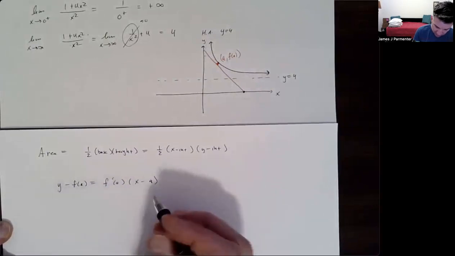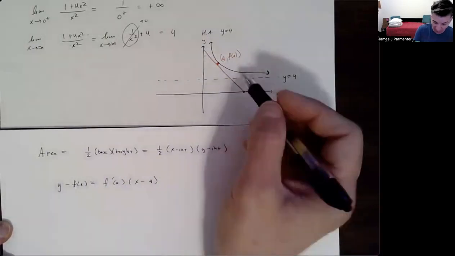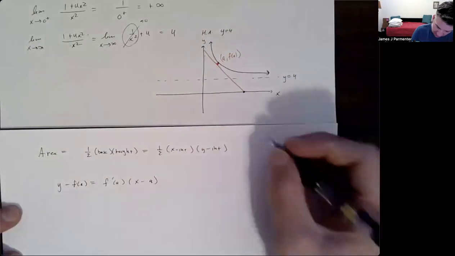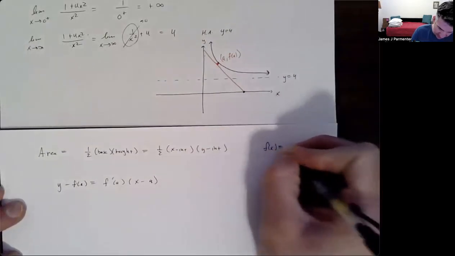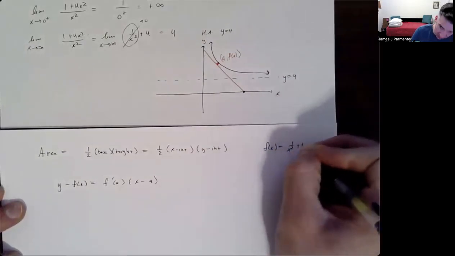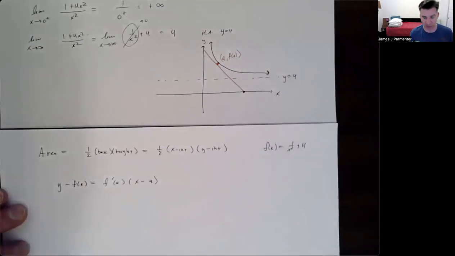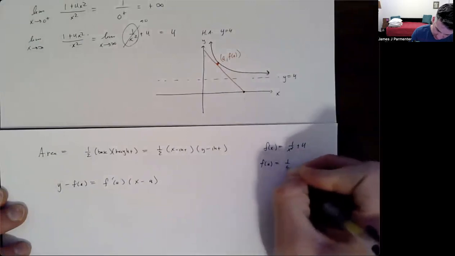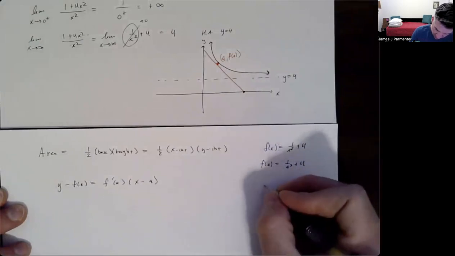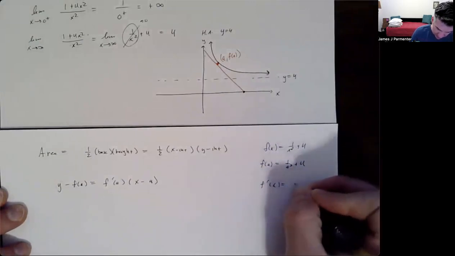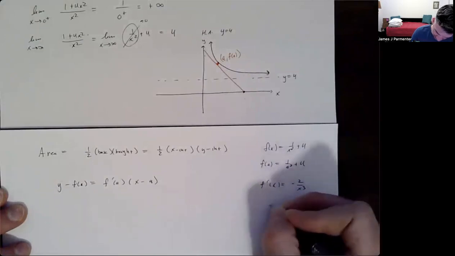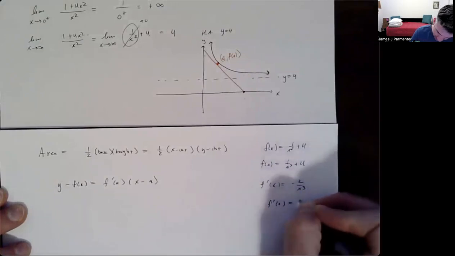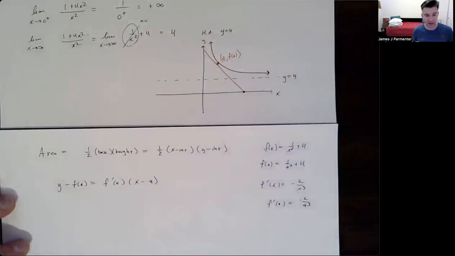I'm plugging in what we know. So I know that f of a, so again, I'm plugging into this function. Remind everybody that f of x is 1 over x squared plus 4, which might not be the best way to write it, but that's how I'm choosing to write it at this moment. So f of a is going to be 1 over a squared plus 4. Similarly, f prime of x is -2 over x cubed, so f prime of a is -2 over a cubed. We might switch things around as far as how they're written.